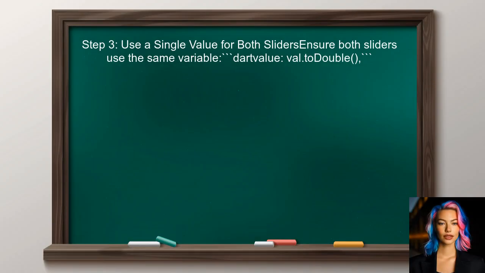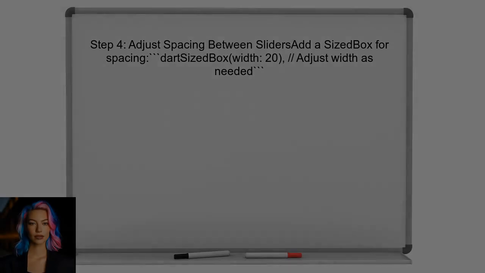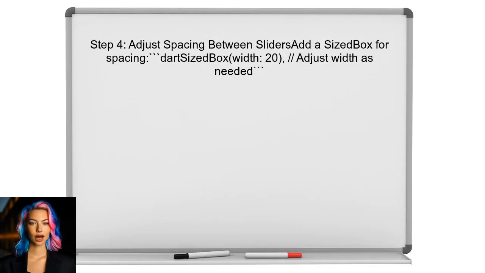After that, the user should ensure that both sliders have the same value. This can be done by using a single variable for both sliders, which is already set up in the code. Finally, the user can adjust the spacing between the sliders for better visual appeal. This can be done by adding a size box widget between them.